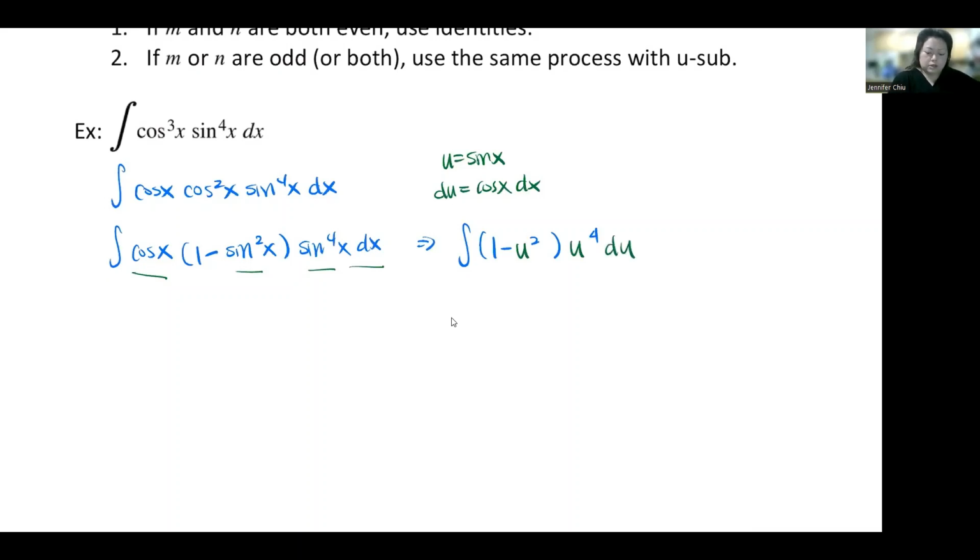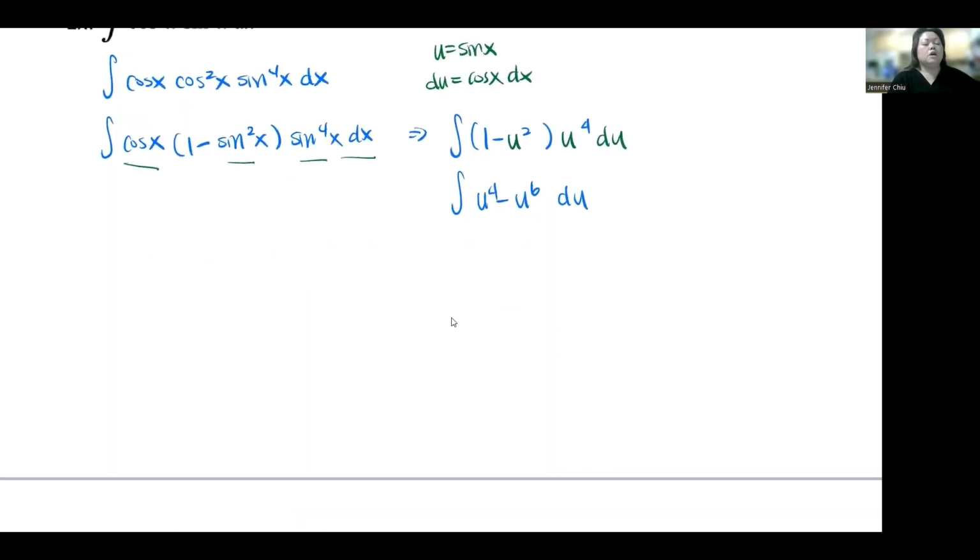Okay, all right, distribute the u's back in, so u to the fourth minus u to the sixth du, and now this is just straight up power rule. So you have u to the fifth over 5 minus u to the 7 over 7 plus c. So put my u sub back in. I have sine x and sine x, where my u is. So sine to the fifth power over 5 minus sine to the 7th power over 7 plus c will be my final answer. Okay. All right, so that's a combo of sine and cosine.